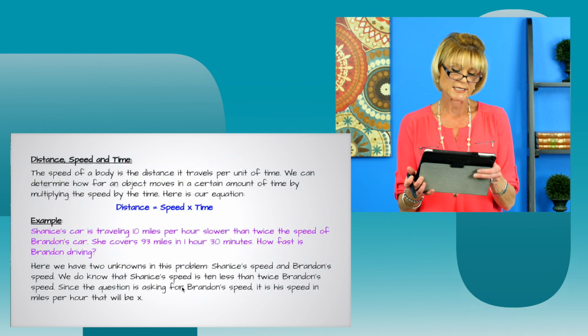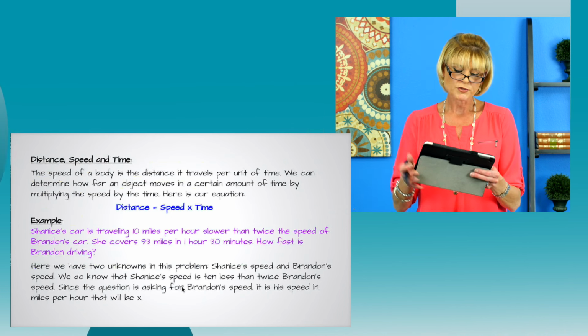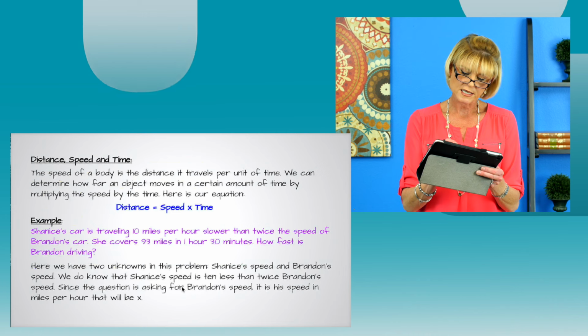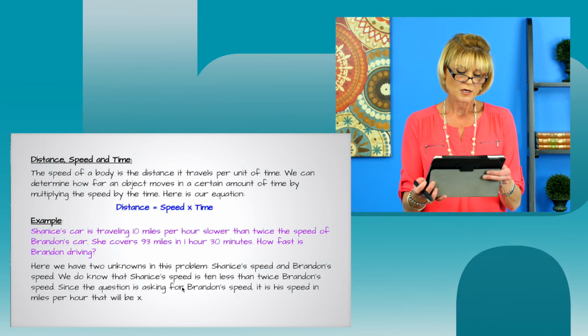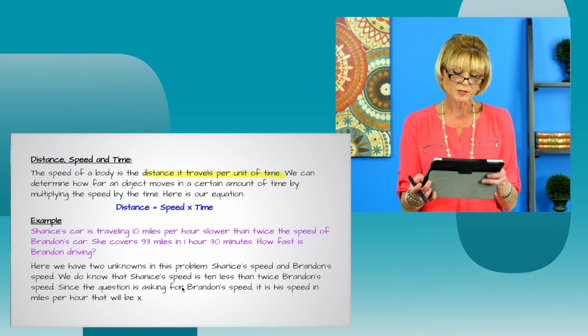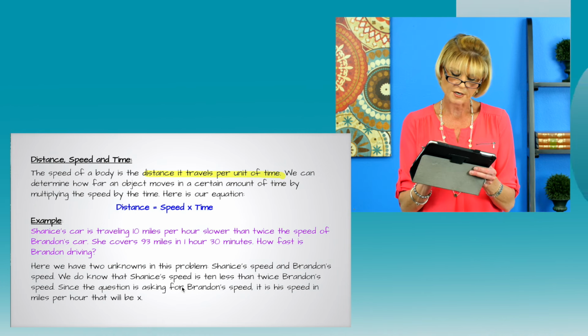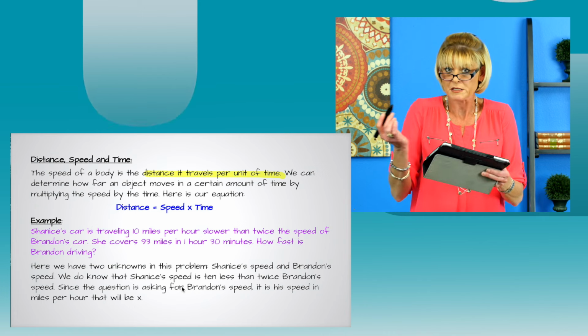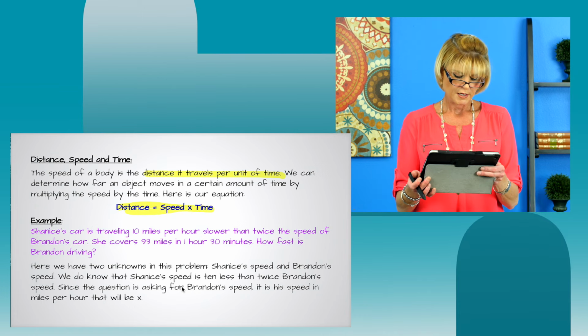Let's quickly talk about distance, speed, and time. The speed of a body is the distance it travels per unit of time. We can determine how far an object moves in a certain amount of time by multiplying the speed by the time. So here's our equation: distance equals speed times time. Pretty simple. Here's an example.